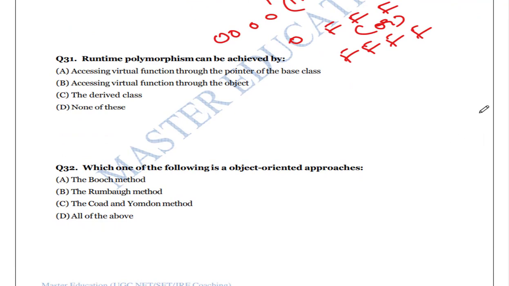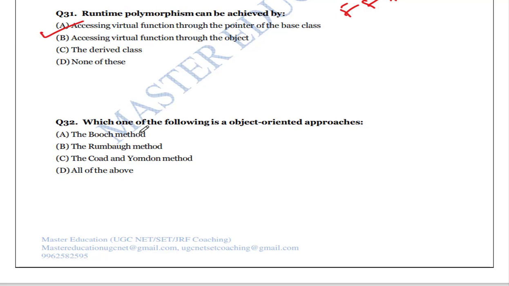The next question. Runtime polymorphism can be achieved by accessing a virtual function through the pointer of a base class, or through the object, or the derived class. Accessing a virtual function through the pointer of the base class, runtime polymorphism is achieved. It is not about the derived or virtual class.